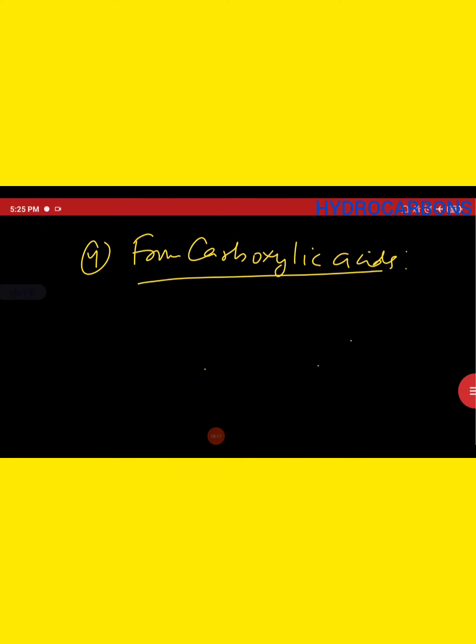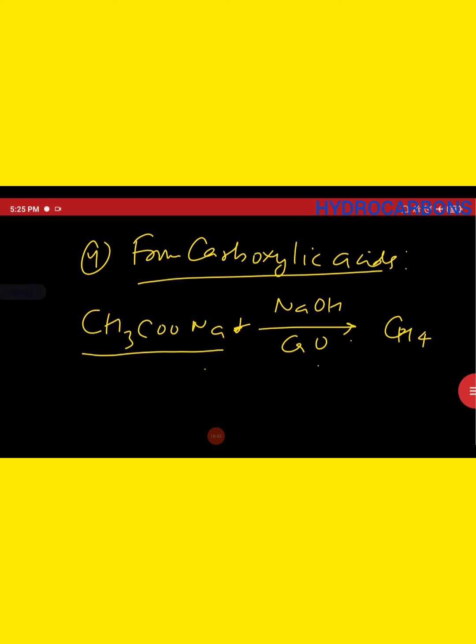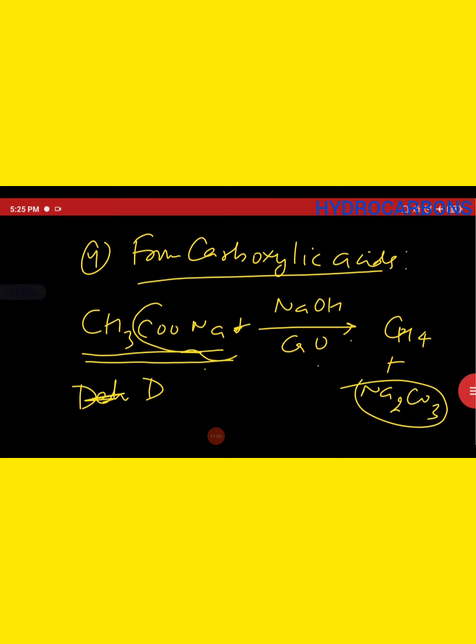Next method of preparation is from carboxylic acids. This is a decarboxylation reaction. When the sodium salt of a carboxylic acid, sodium ethanoate, common name sodium acetate, is heated in the presence of soda lime, a combination of sodium hydroxide and calcium oxide, then the carboxyl group of the sodium acetate is removed. This group is removed in the form of sodium carbonate. That is why this method of preparation is called a decarboxylation reaction.